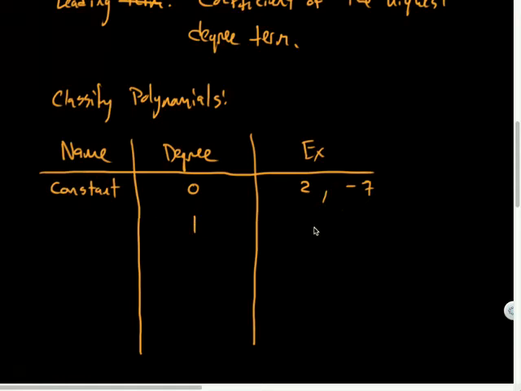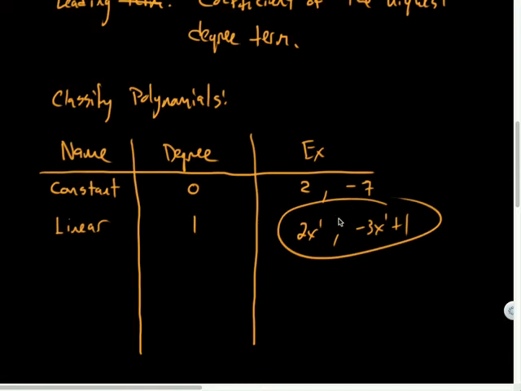Let's see, a 1st degree polynomial would be like 2x or -3x plus 1, right? 1st degree, right? Does anyone know what these are called? Linear, all right? Because if I was to graph these, if I said y equals 2x, that would be a line with a slope of 2. If I said y equals -3x plus 1, that'd be a line with a slope of -3 and a y-intercept of 1, right? So linear is what those would be.